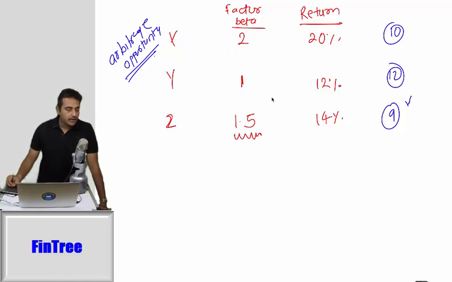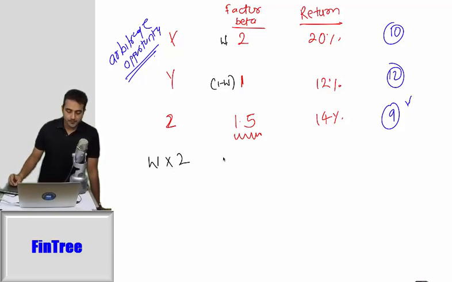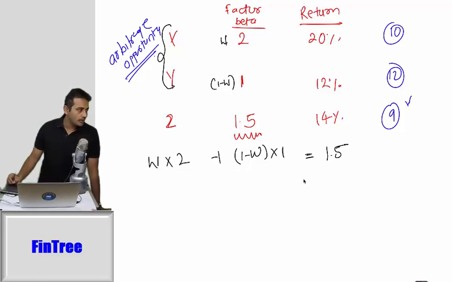And do you agree that beta of a portfolio is simply the weighted average of constituent securities? Correct? So let me assume weight here to be W. Then weight for Y is going to be 1 minus W. So we will have W into 2 plus 1 minus W into 1, and then this answer, we want this to be 1.5. That means we are building a portfolio of X and Y in such a way that the portfolio should have a beta of 1.5. Are you following what I'm trying to say?